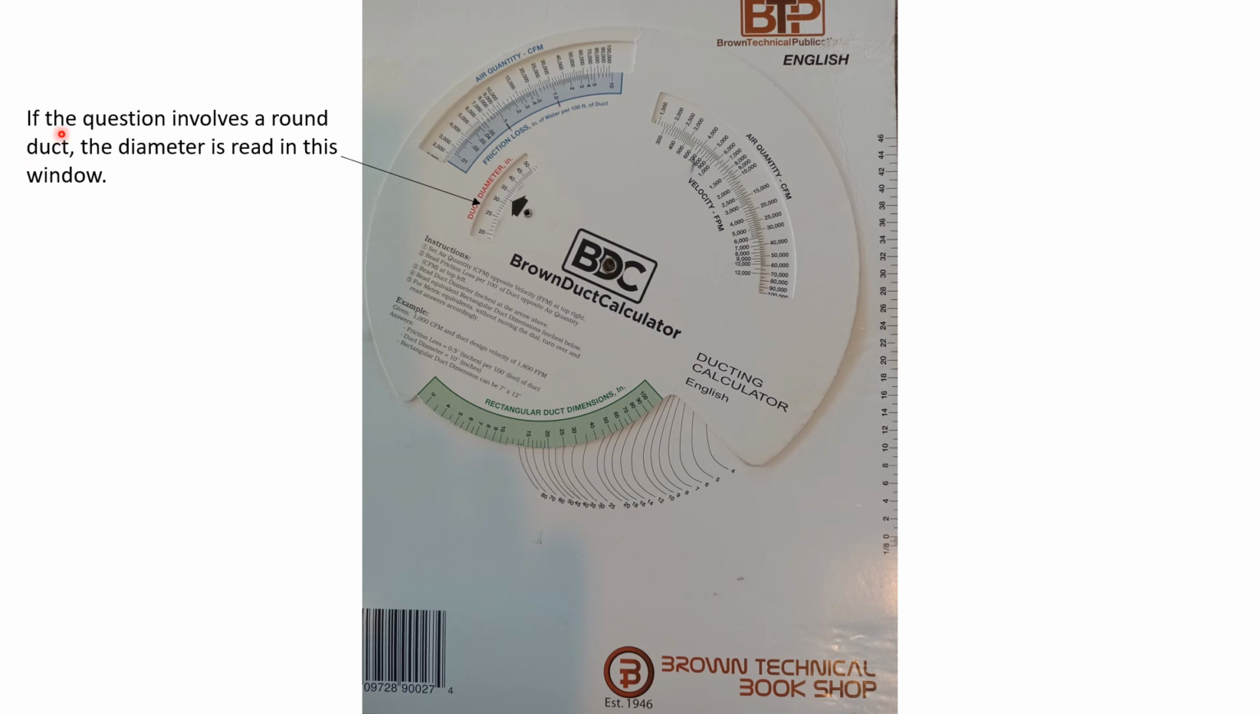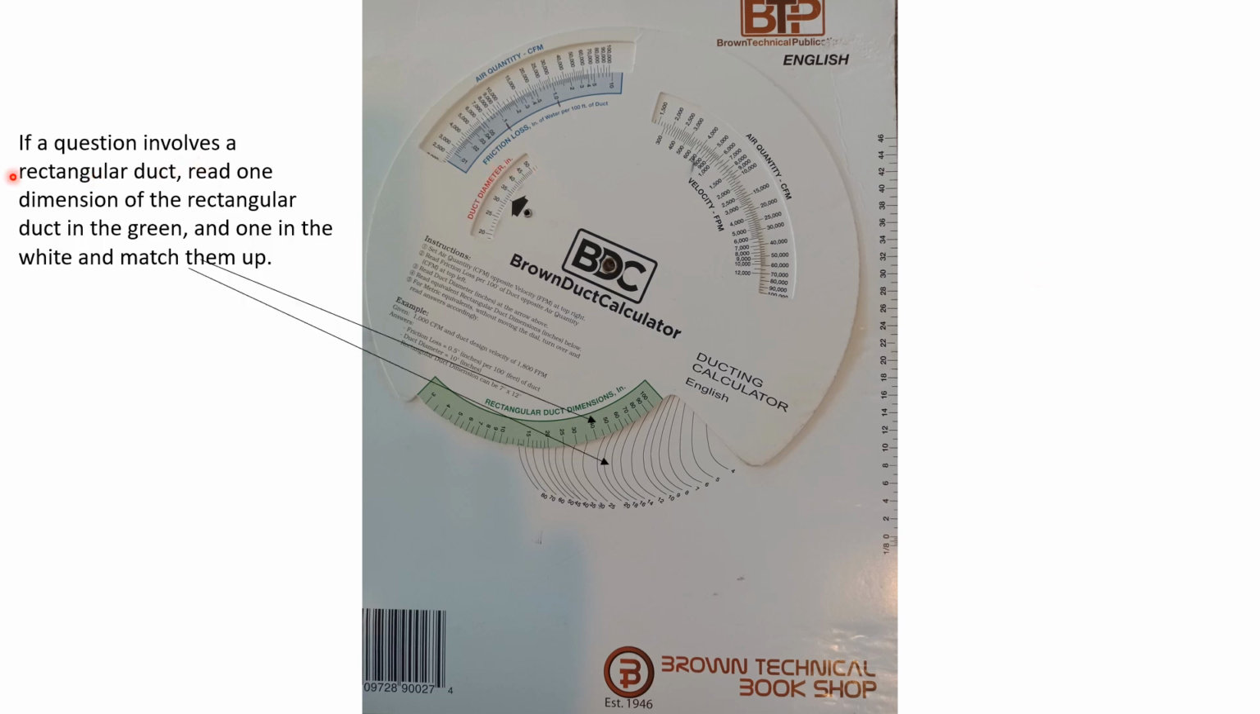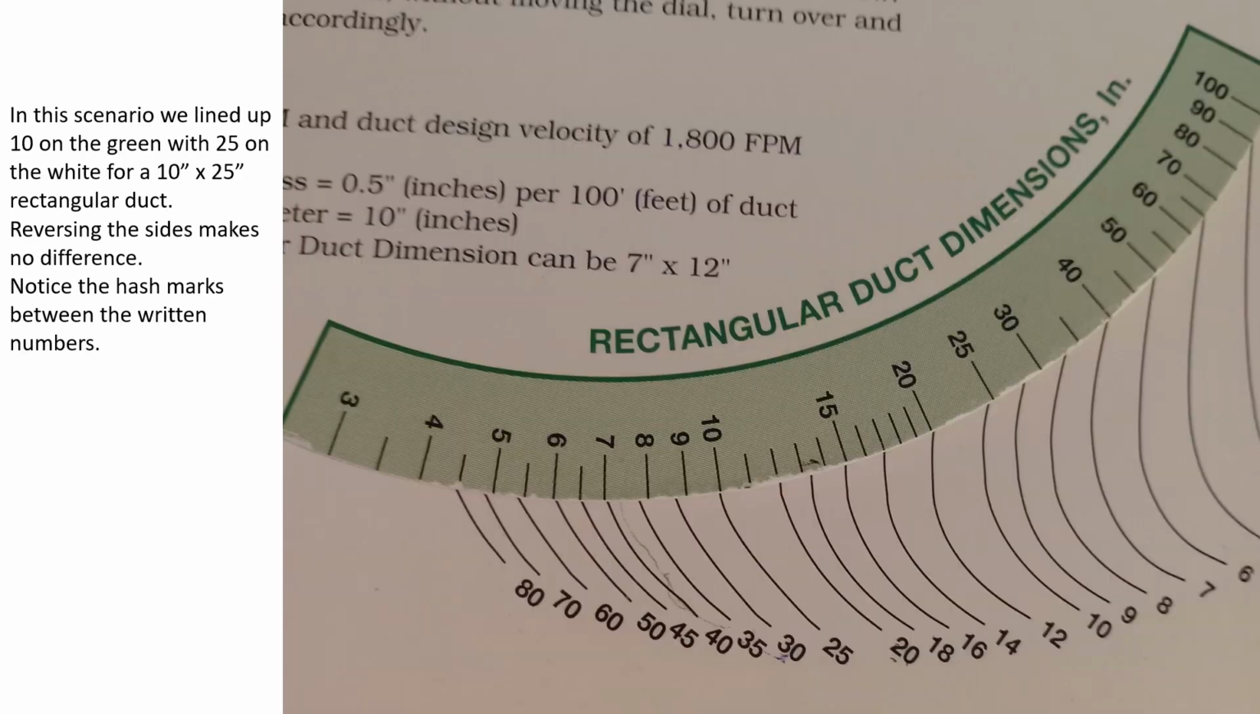Now, if the question involves a round duct, once again, the diameter is read in this window right here. If the question involves a rectangular duct, you're going to read one dimension in the green and one dimension down here and line them up. Yours might not be green, but that's okay. You line those up opposite each other so they align the two dimensions, the height and the width of the duct, and then you can read everything else once you line those up.